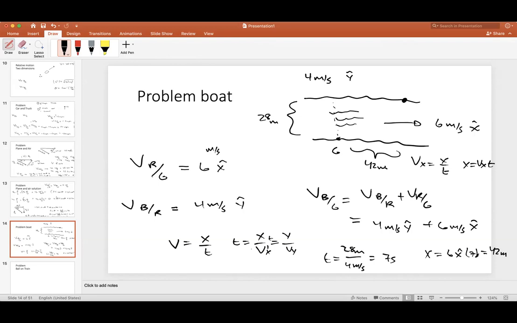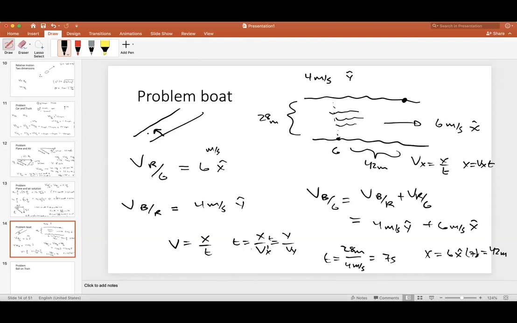This problem is done variously as someone trying to swim versus the river, whatever. I purposely made this really easy because the boat only moves in the y, the river moves in the x, so you can see exactly what velocity is doing what. However, you could make this problem harder by putting it at some angle so that as you try to cross, you've got an x and a y component of the boat versus the river and an x and y component of the river versus the shore or the ground. Not too hard though.